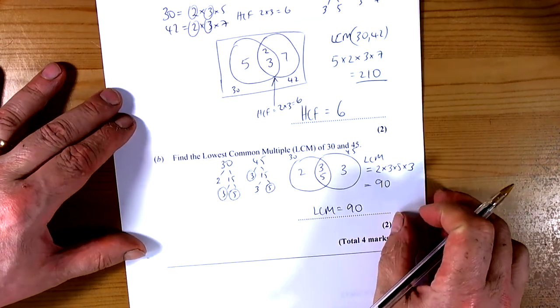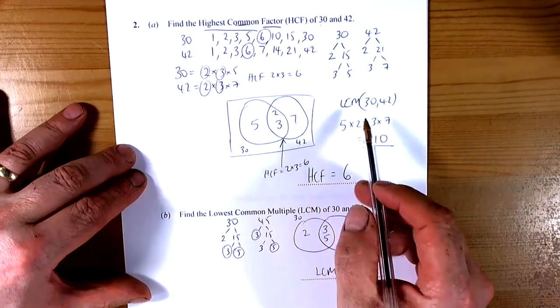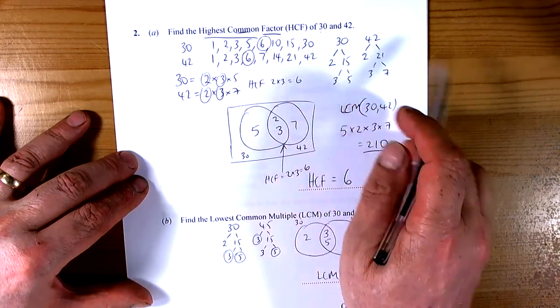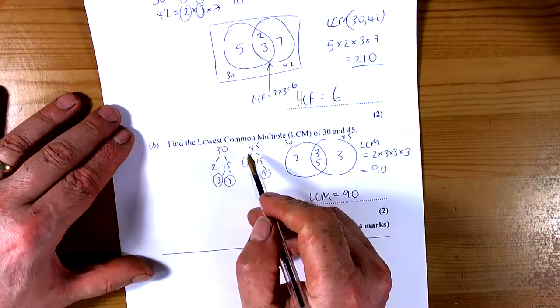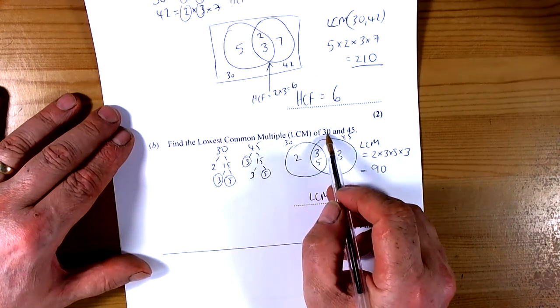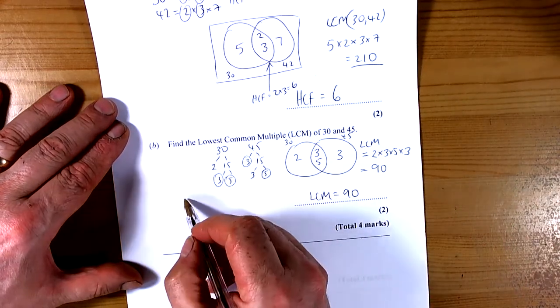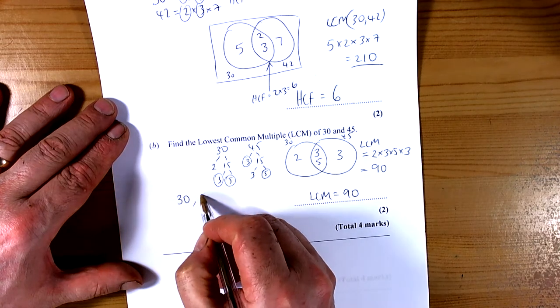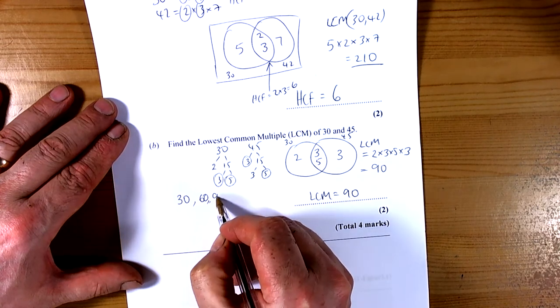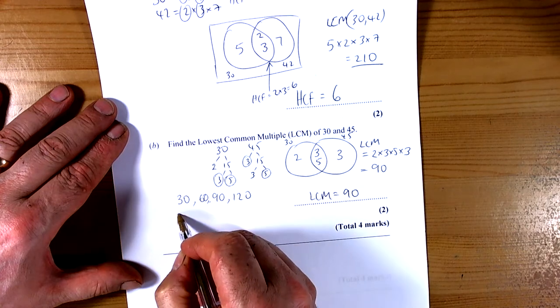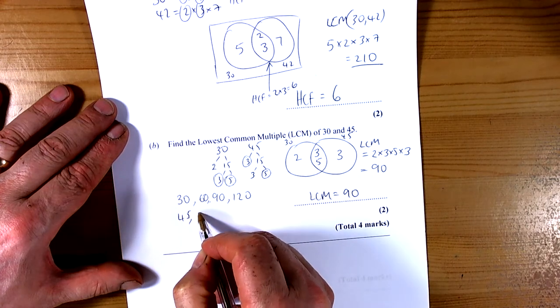Now the other technique for this is just like the highest common factor really. Factors mean go into, so multiple means multiply. So it's what are the multiples of these two numbers. So we could have written out the 30 times table, 30, 60, 90, 120. We could have written out the 45 times table, 45, 90.